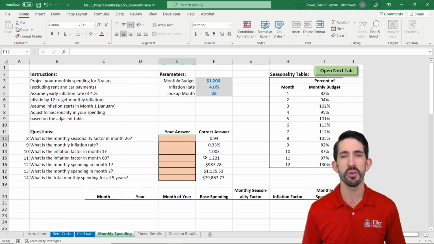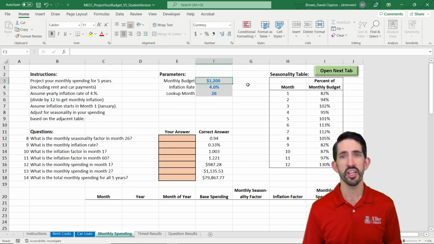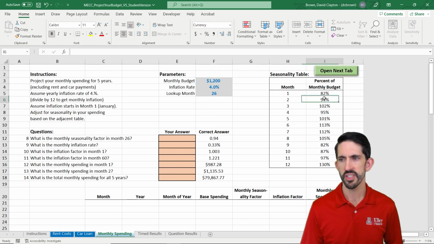In this tab, we're going to analyze our monthly spending. So our monthly spending is going to start at $1,200 a month. That's one of our parameters here. It's going to increase based on inflation, but it's also going to depend on the time of the year that we're in. We have this chart over here that's going to tell us that in some months, we tend to spend more than in other months.